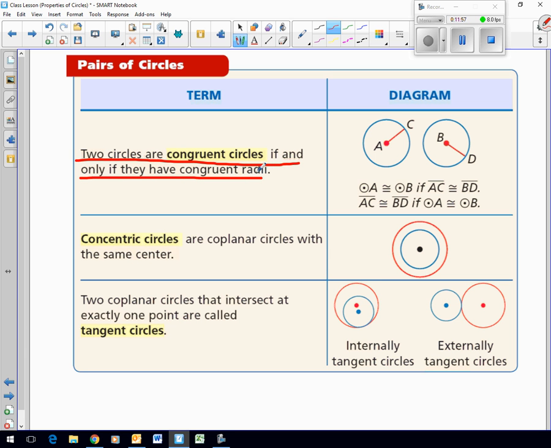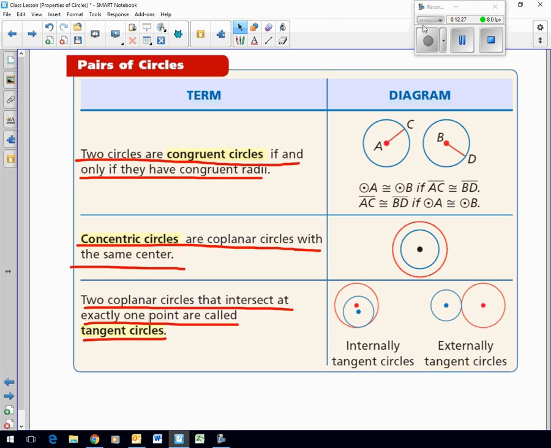Write these definitions down and draw the accompanying diagram. Okay? Two circles are congruent circles if and only if they have congruent radii. Concentric circles are coplanar circles with the same center, and two coplanar circles that intersect at exactly one point are called tangent circles. Notice that they could be described one of two ways, internally or externally. Is that why they call them tangent circles, because they touch at the tangent? They touch at exactly one point.